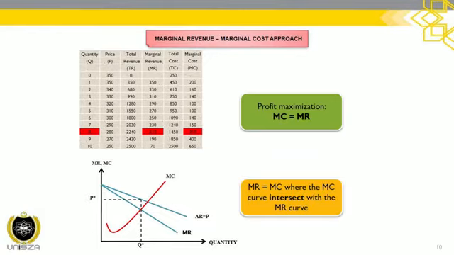The curve below shows the information contained in the table, where the marginal revenue equals marginal cost when the marginal cost curve intersects with the marginal revenue curve.